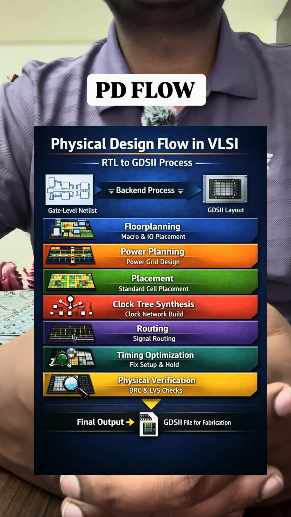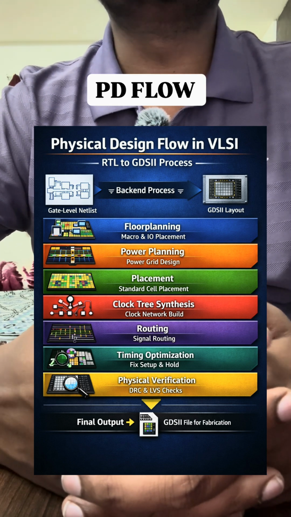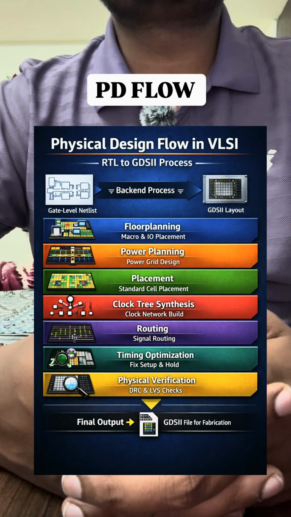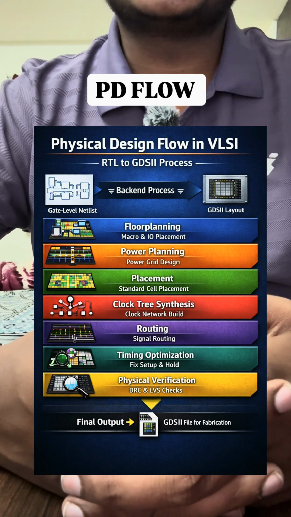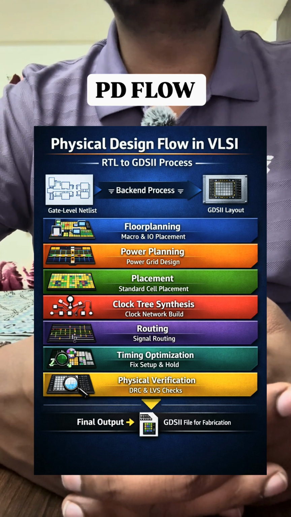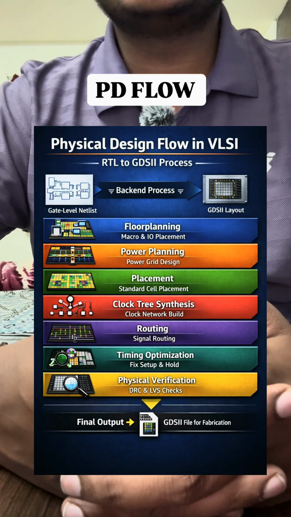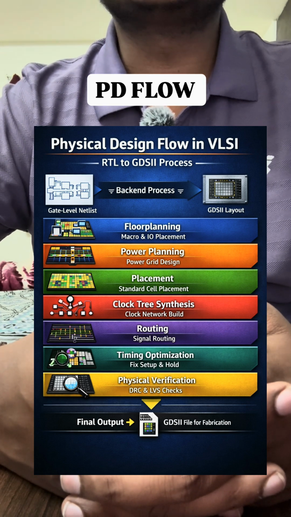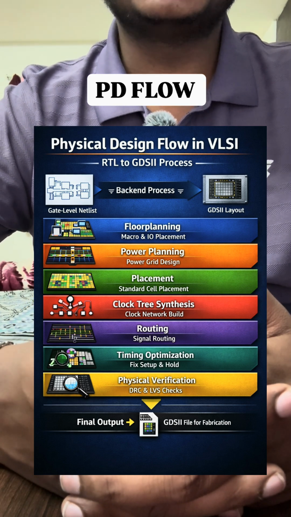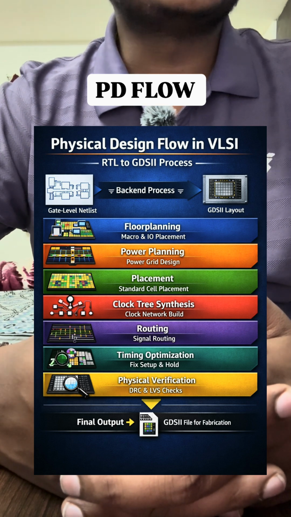After floor planning and power planning, next we go for placement. Placement is performed where the standard cells are arranged automatically. The main goal of placement is to minimize the wire length and improve the timing while reducing congestion. The congestion should be less and the delay should be less.